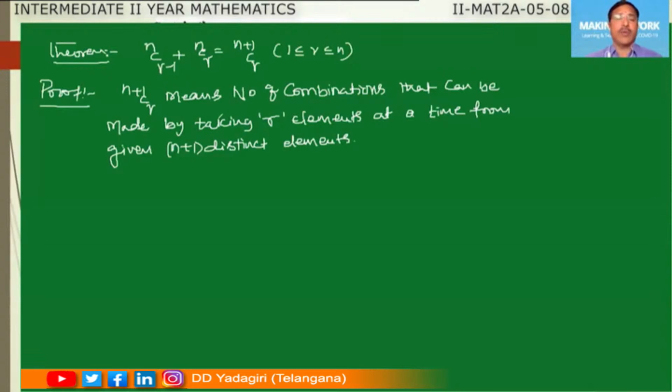So we can say it as number of combinations. We can say it as the number of subsets that can be formed containing r elements in each subset from the set containing n+1 distinct elements. The elements given to us are n+1, and from these n+1 given elements we have to form combinations with r elements. This is the right-hand side value.